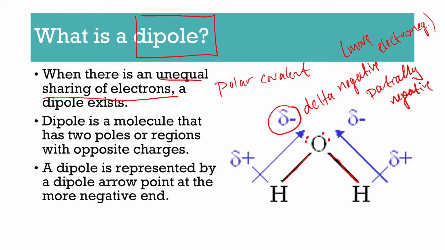And then if you're drawing your dipole arrows, you always draw them pointing to the negative. So if we know oxygen is going to be delta negative because of the extra electrons, that means hydrogen has to be delta positive. One is the opposite of the other, and you're always pointing your arrow to the negative end.